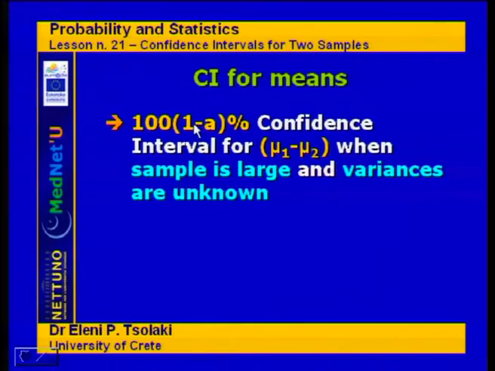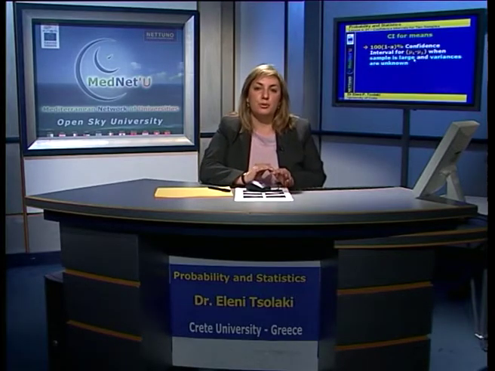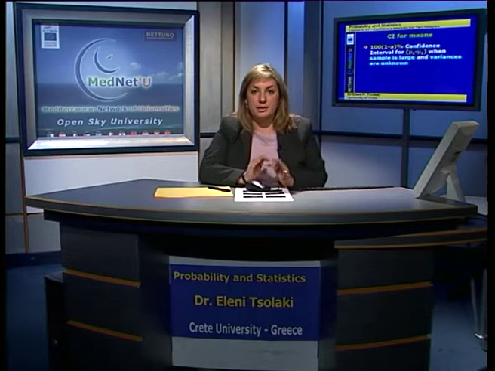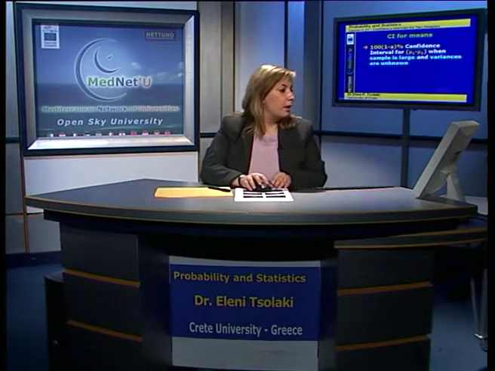Now, the confidence interval for the difference of the means when the variances are unknown can be calculated in the case that the sample is large. We remember that we had the same case when we had one sample. When the variances were unknown, we had to distinguish between a large sample and a small sample, the same case for two samples.